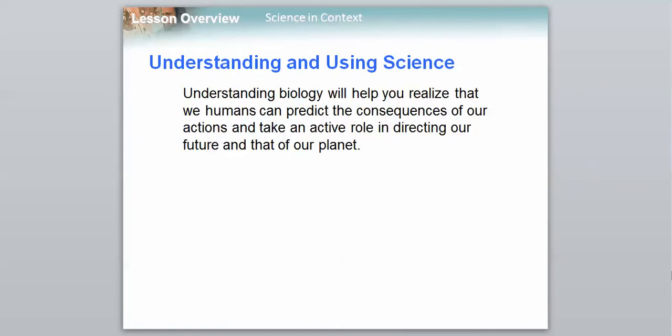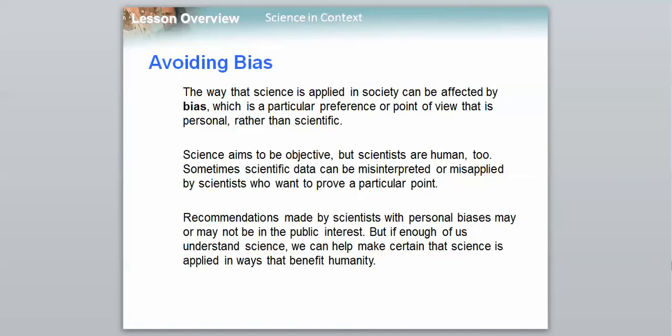And okay, so our last one here is we're going to talk about bias. So bias, talking about ethics here, is when your particular preference or point of view is personal rather than scientific. So anytime we're involved in science, we need to make sure that bias is left out. It has really no room for being in the scientific community. And that kind of wraps it up with our ethics.